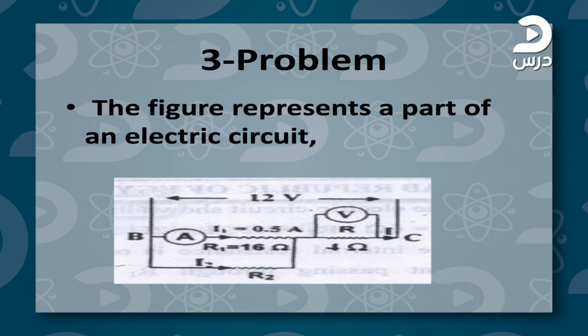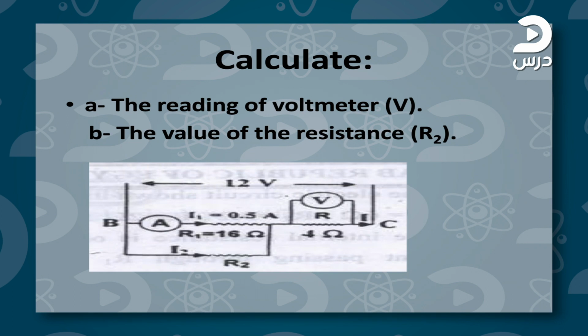So VB equals 12 volt. Problem number 3. The figure represents a part of an electric circuit. Here there is 12 volt, an ammeter I1 of half ampere, R1 of 16, R2 with I2, and here there is R, and here 4 volt, and this is the current. Calculate: number A, the reading of voltmeter V; number B, the value of resistance R2. So here we want V and we want R2.